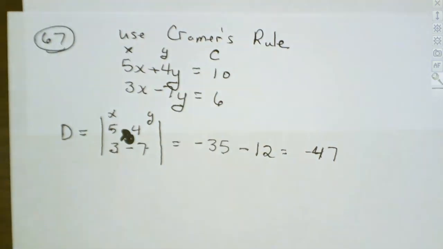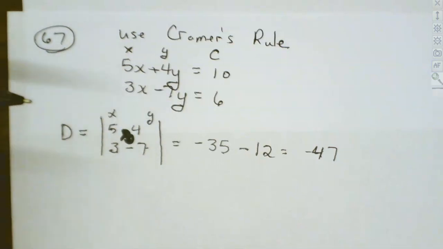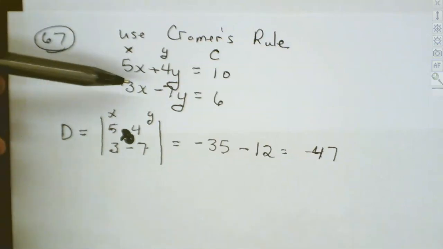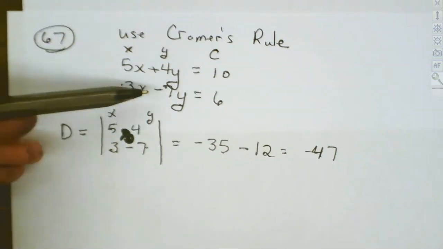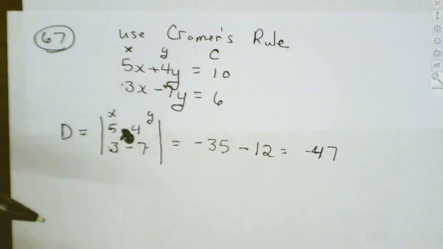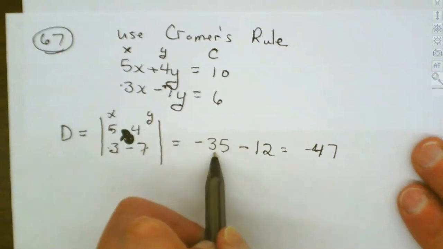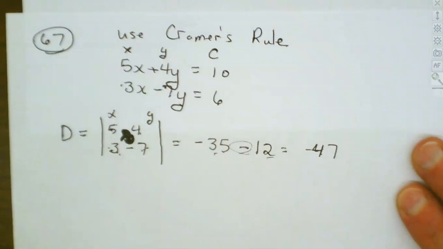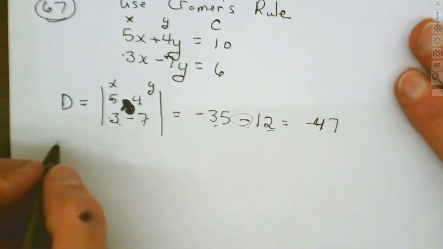Negative 47. Let's make sure that I copied all the numbers down correctly here. Okay. Make sure it looks right. Yep. It's easy to make a mistake when you copy these down. Negative 7, just to make sure. Okay, we've got 5 and 4, 3 and negative 7 there. So then we took 5 times a negative 7, negative 35. 3 times 4 is 12. But don't forget, there's always a negative here, so that gives you the negative 47. So it looks like we're on the right track. It's just so easy to make a sign error.